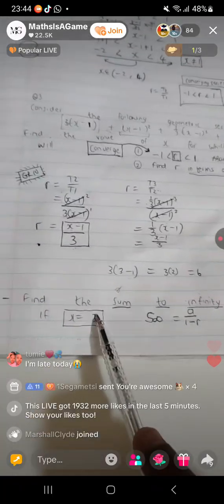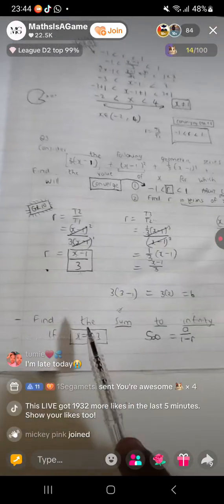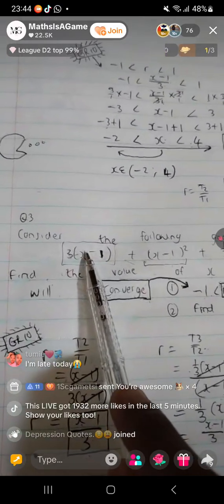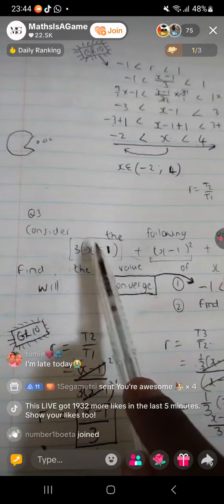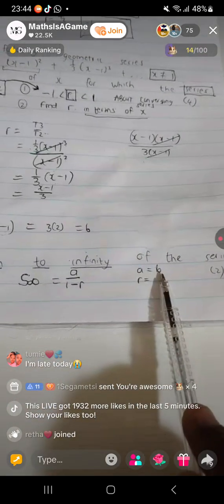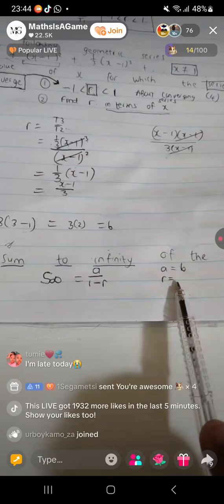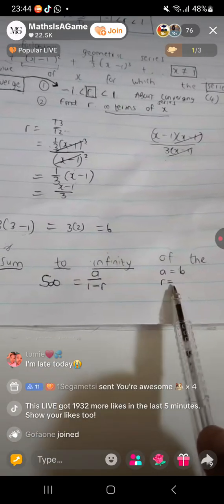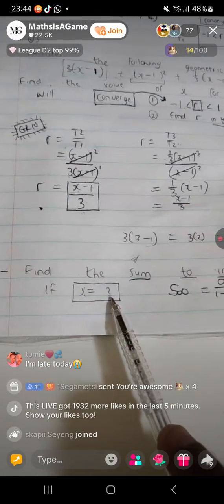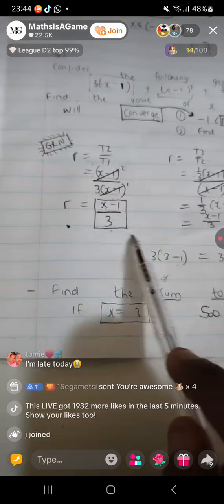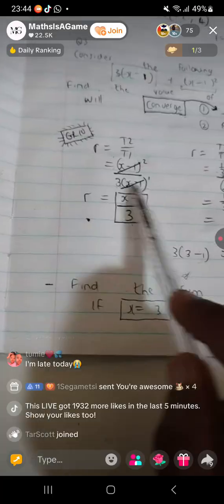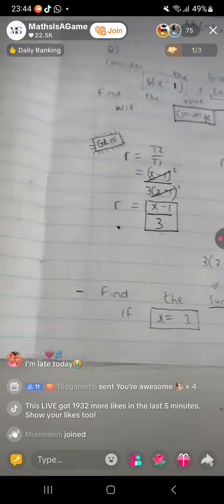Right? So we can get a first by substituting 3 in the place of x in the first term. 3 minus 1 is 2. 3 times the 2 gives us 6, which is the first term. That's a. Now we need r. How are we going to find the value of r? We are going to take the same value of 3 and substitute it in the place of x, where our constant ratio r is located.